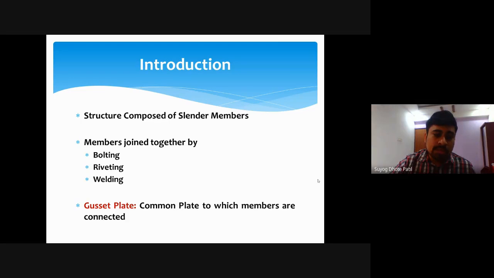Another aspect, or we can say a terminology, is the gusset plate. The gusset plate is a common plate to which two or more members are connected by using bolting, riveting, or welding, whatever the connection is.